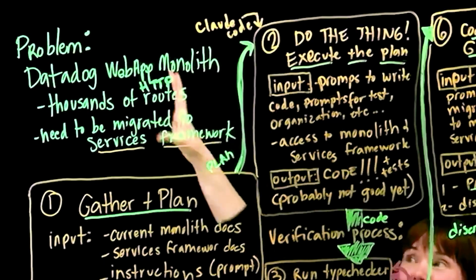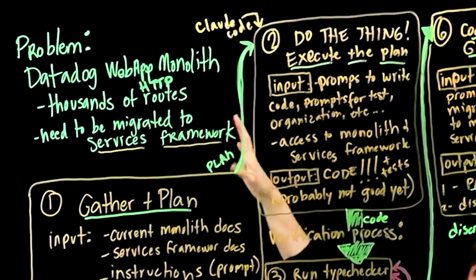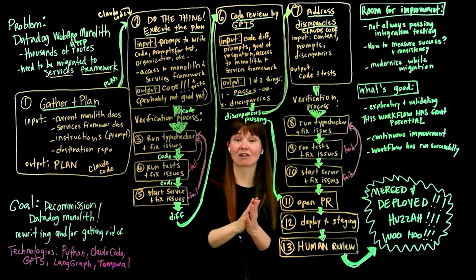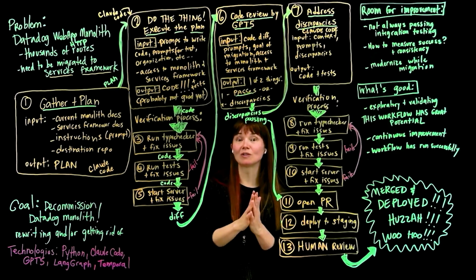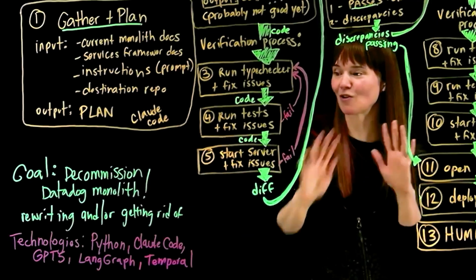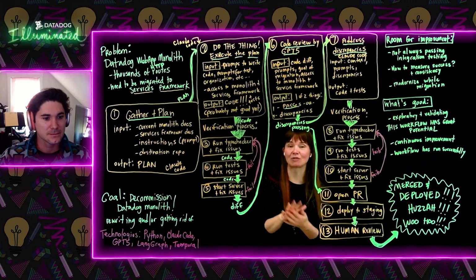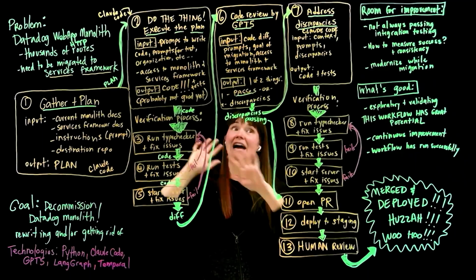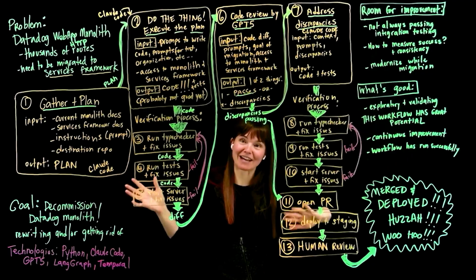We have a Datadog web app monolith. It has thousands of HTTP routes, and it needs to be migrated to a services framework that already exists. And so the goal of this whole project is eventually to decommission the Datadog monolith. We want the whole thing gone. We're going to rewrite and/or get rid of all the endpoints here into microservices. We have an LLM workflow that's going to help us with that.